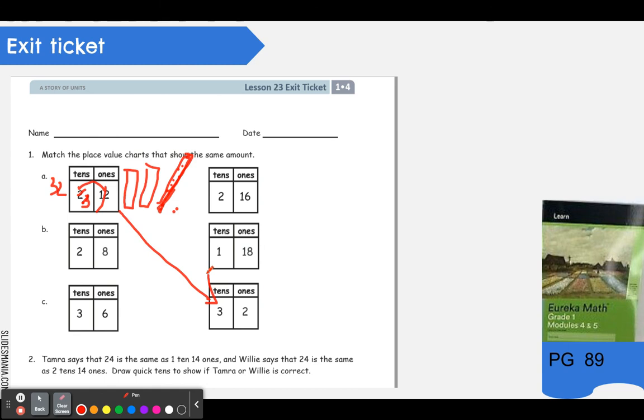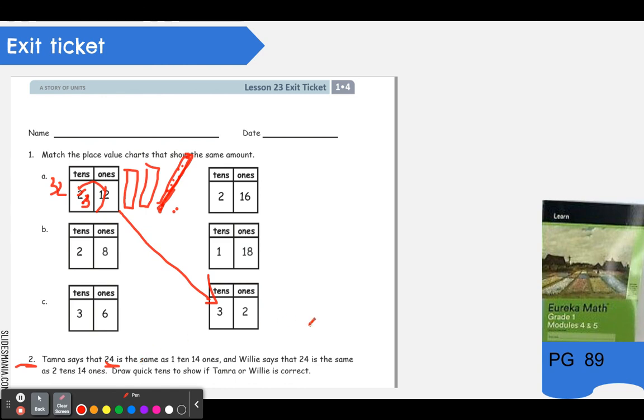You're going to do that and turn it into Schoology, but you're going to turn in all the pages we did today because this is asynchronous work and we want to make sure you complete all the work today. Okay, number 2. I'm going to read it and you're going to do this on your own and submit it into Schoology. Tamara says that 24 is the same as 1 ten and 14 ones. Go ahead and draw a picture if you need to.